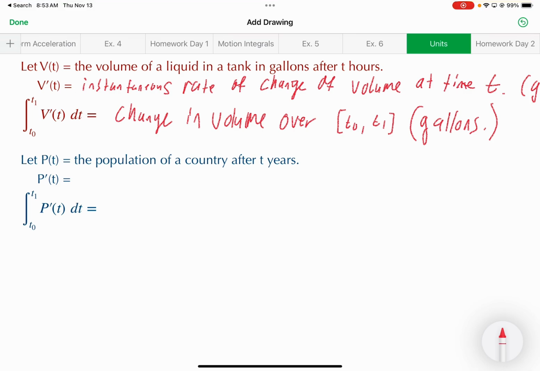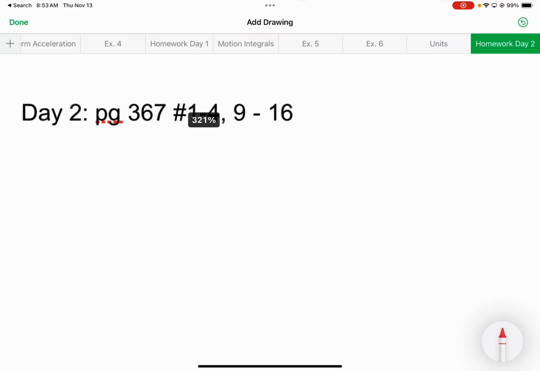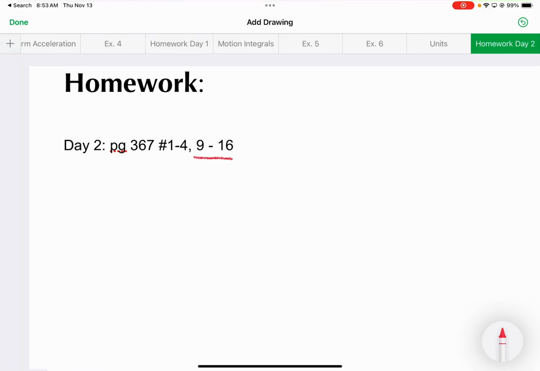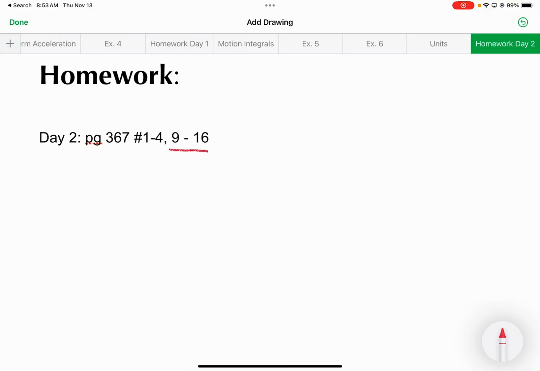Okay? All right. Day 2 homework is there. You're doing displacement and total distance traveled for 9 through 16. Tomorrow we'll come in, we'll review that, and we'll do some more 5.6 stuff.